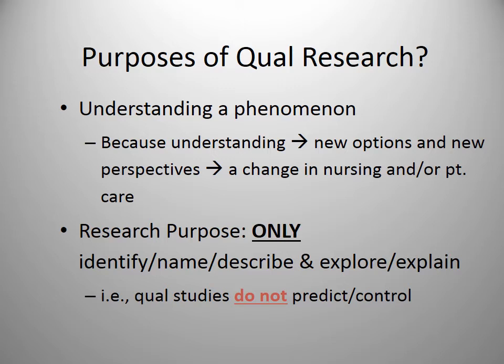Whereas with quantitative, you can come up with a hypothesis and you can manipulate variables to test things and come up with that cause and effect relationship. That's not going on here at all.